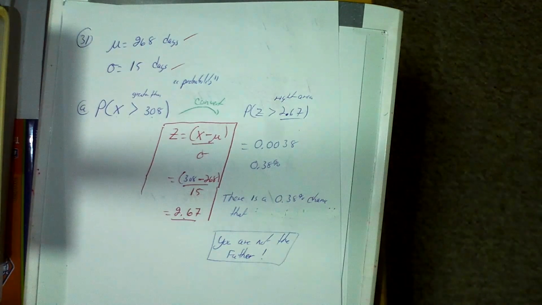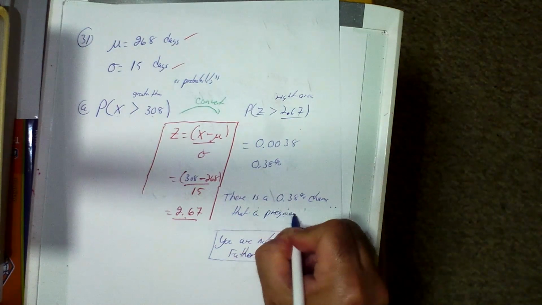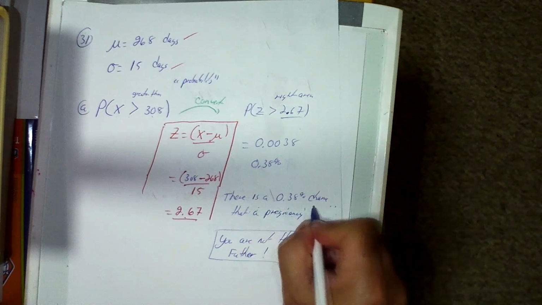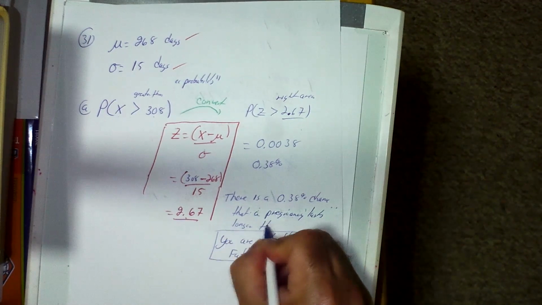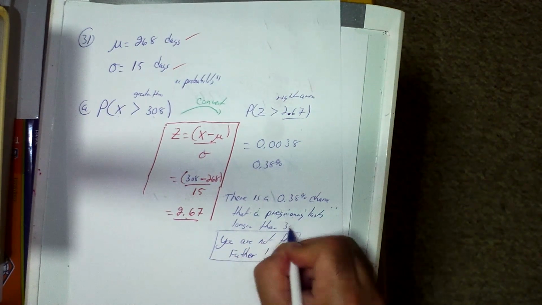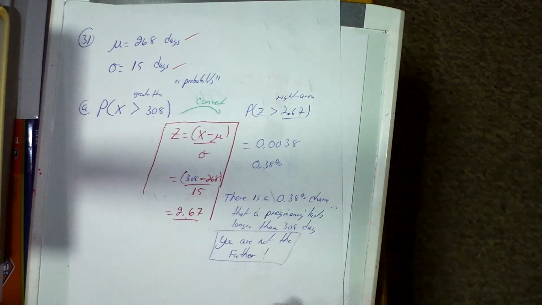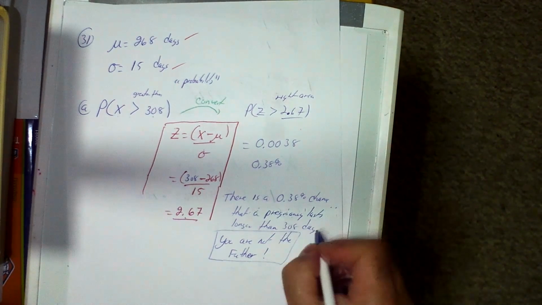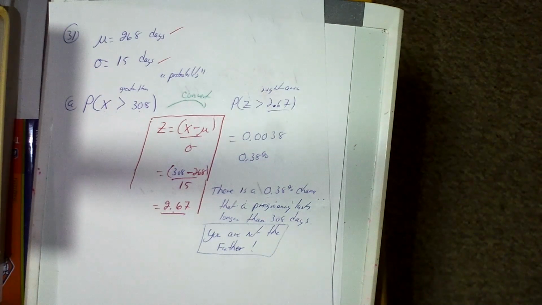A pregnancy lasts longer than 308 days. That was the right interpretation. So conclusion, you were not the father. There you go. That's a very small percentage. Very small percentage. All right.